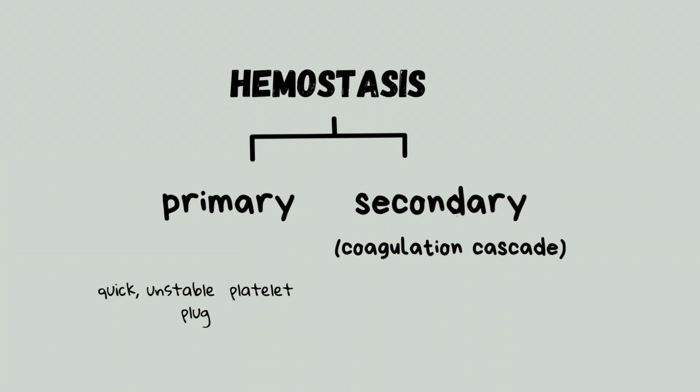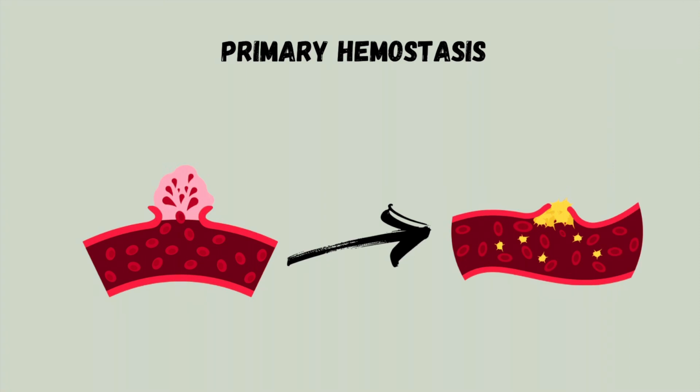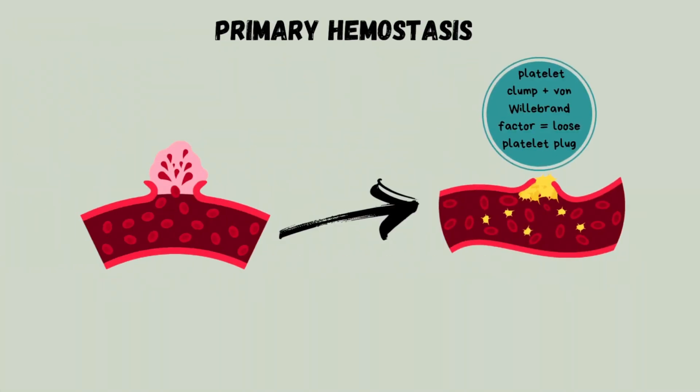Primary hemostasis is more of a quick fix, like a band-aid fix if you will. Primary hemostasis occurs rather quickly once there is injury to a vessel, and it consists of an aggregate of platelets that form a loose platelet plug that sticks to the injured vessel with the help of the von Willebrand factor.